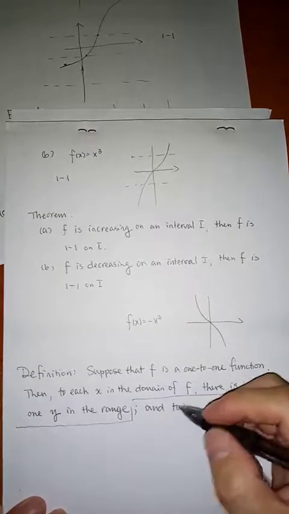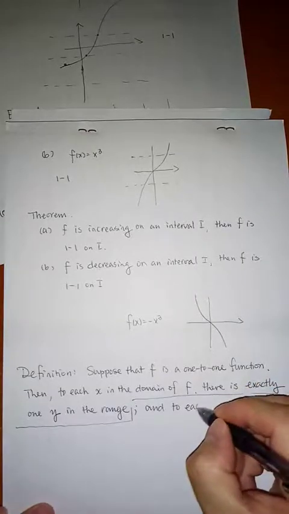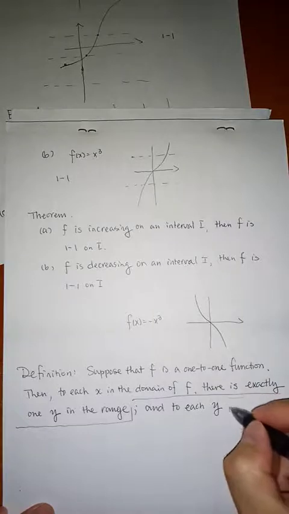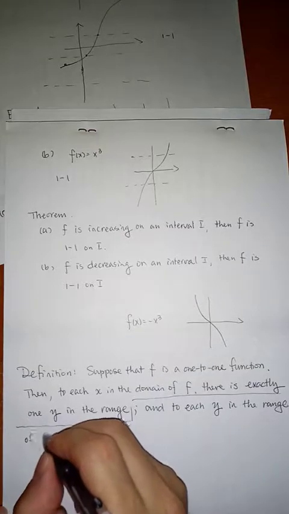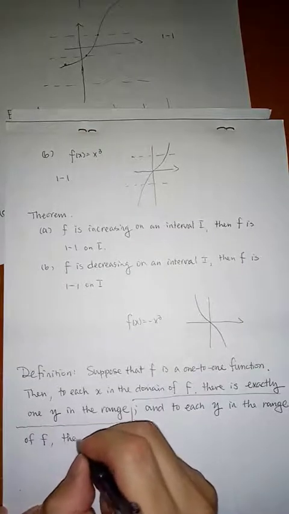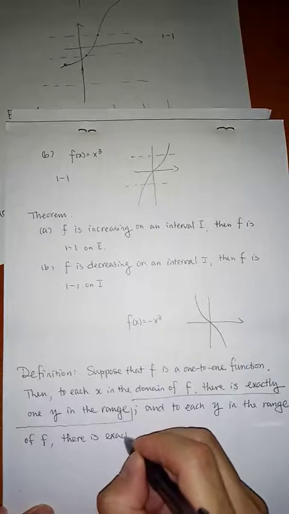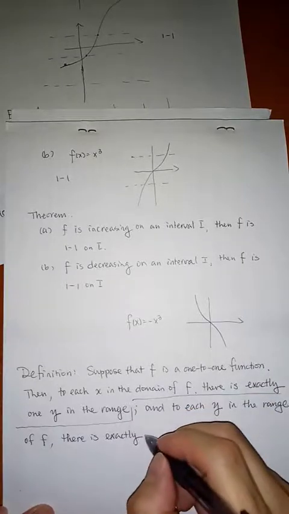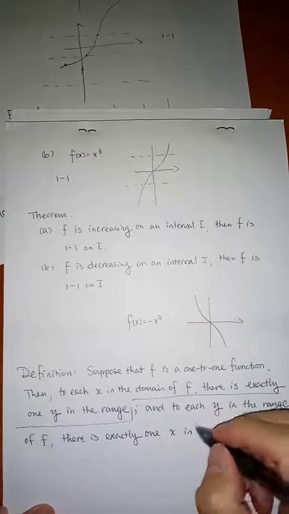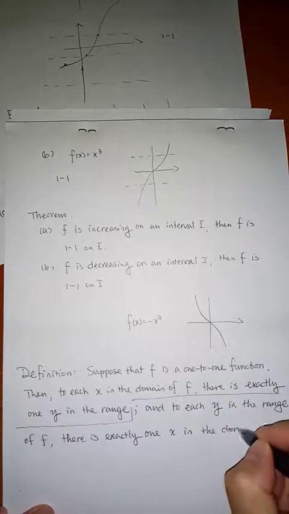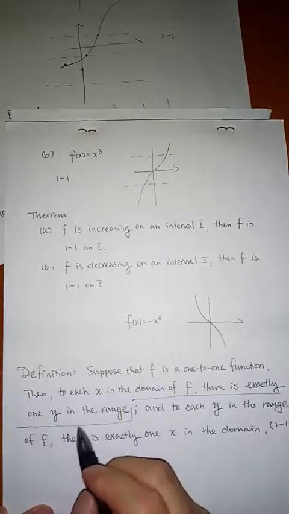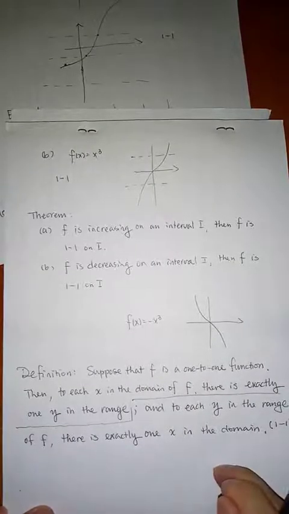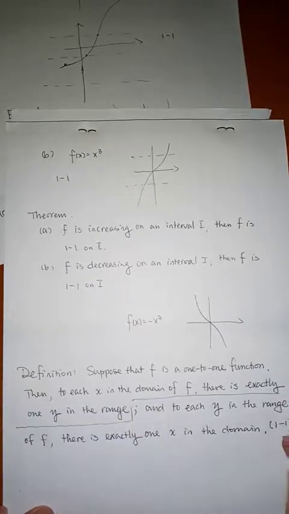So for one x in the domain, there's exactly one point in the range. This is a function. And to each y in the range of f, there is exactly one x in the domain. This statement is one-to-one. The first statement is the definition of function: for x, there is a y. For y, there is x. Go back, it's one-to-one.